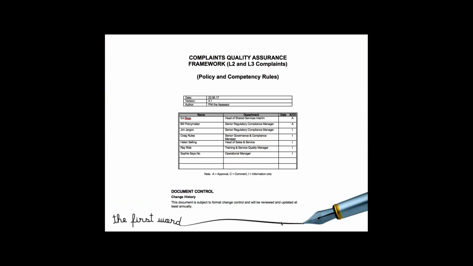We know that this also changes a lot, because if you look at the bottom, it's got a change history. This document is subject to formal change control and will be reviewed and updated at least annually. So it's not even really a fixed document. There are 7 people's names on the front of it, all who have various levels of approval. So immediately we're looking at this going, this is not going to be easy to use.